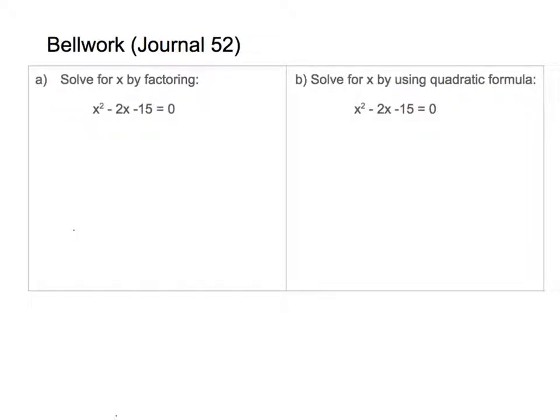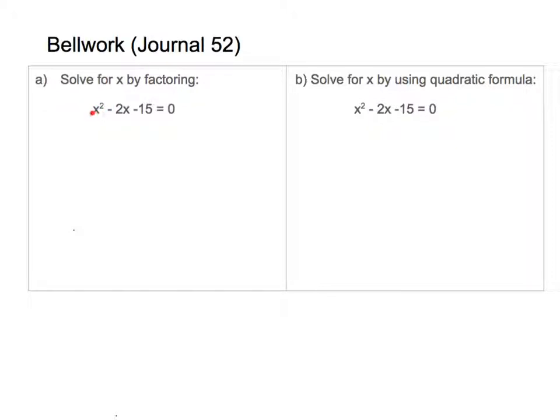All right, so let's start with our bell work for today. I have for you guys to solve this equation here, and you have to find what x is. If you take a look at this equation, this is what we call a quadratic equation because there is an x squared in it.